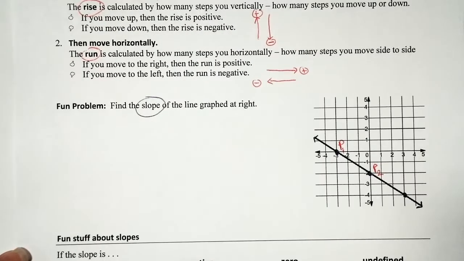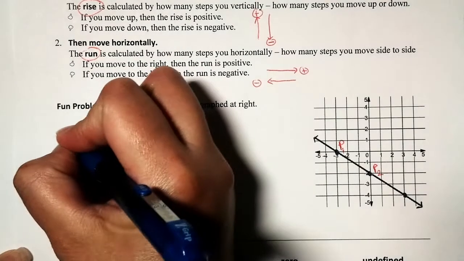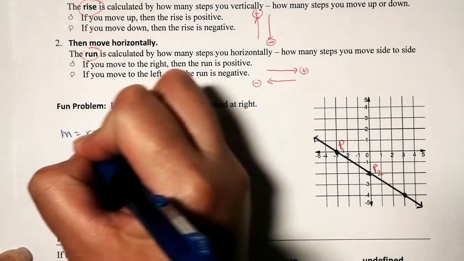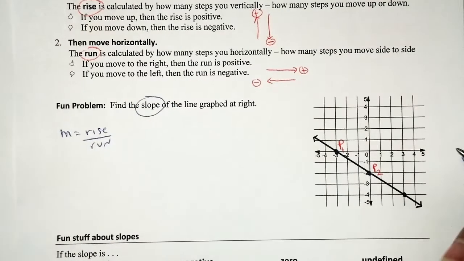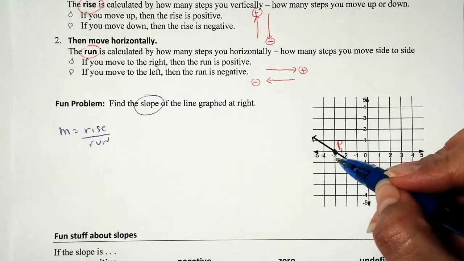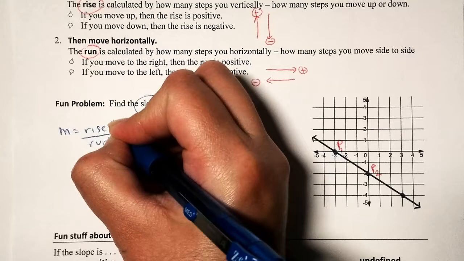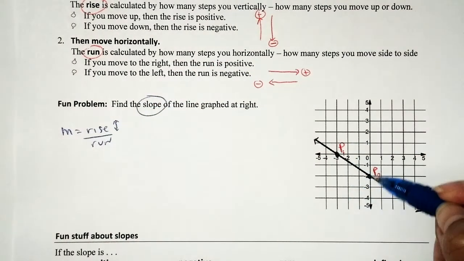Fantastic. Okay, so we want to calculate the slope. Slope is the ratio of rise to run. So what is my rise? What is my run? If I start at point 1, for the rise, how many units am I going to go up or down to be at the same height as the second point?